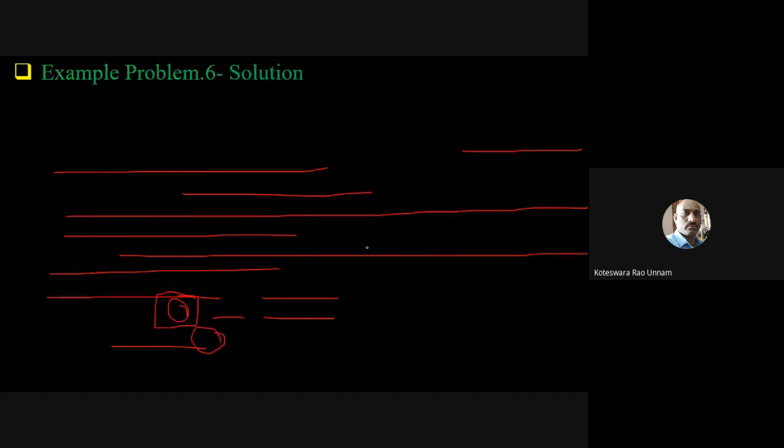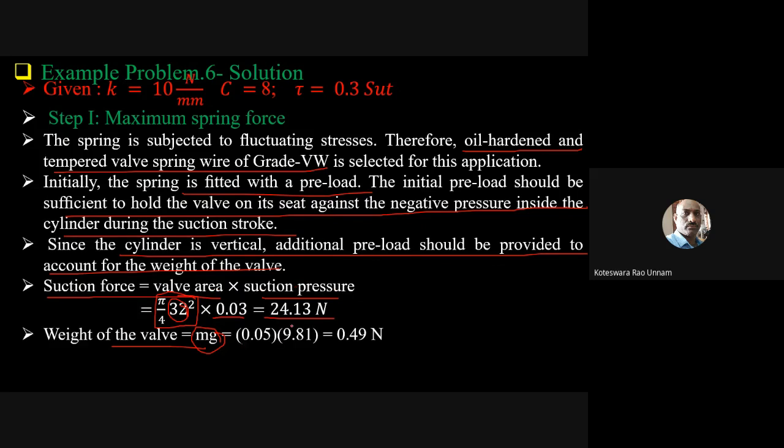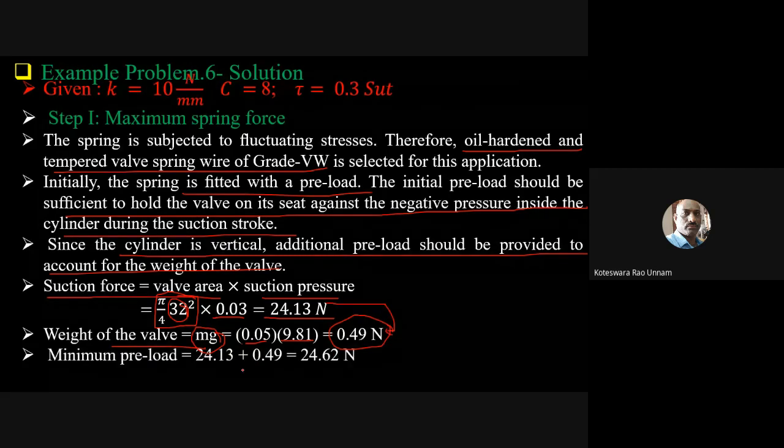Yes, it is 50 grams. If I convert that into kgs, it is 0.05 kgs multiplied by gravitational acceleration, so it comes out as 0.49. Therefore, if we add these two, that is going to be the total force acting on the spring. So the minimum preload is the summation of these two.